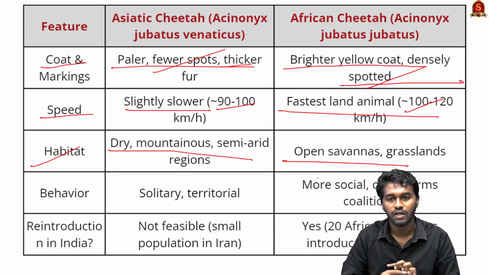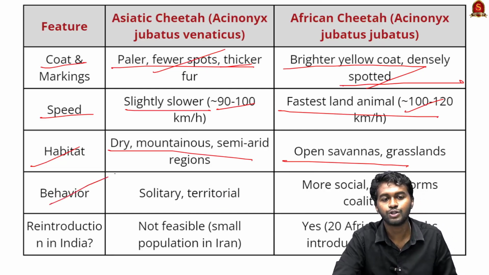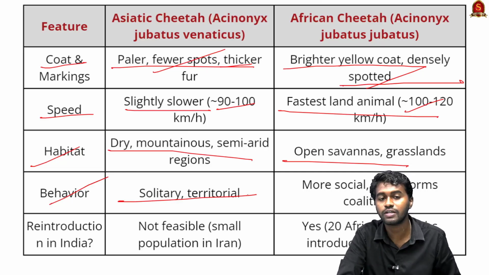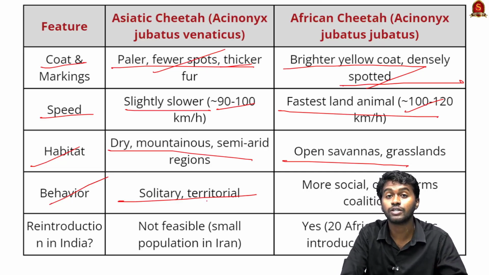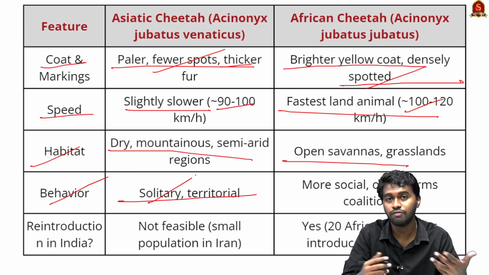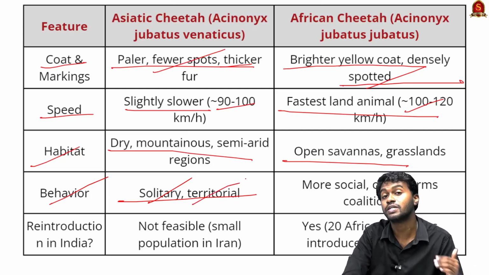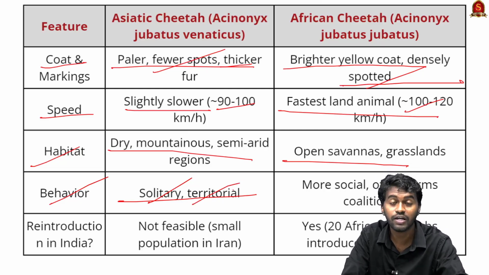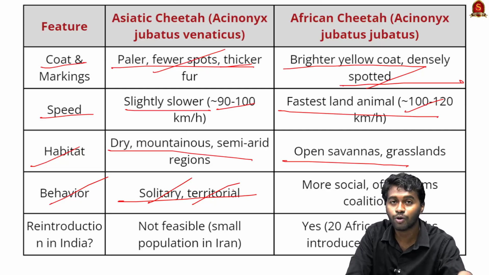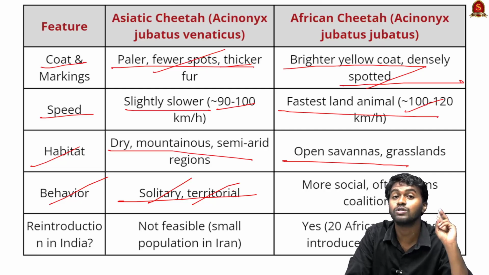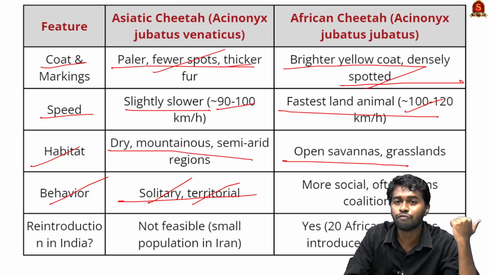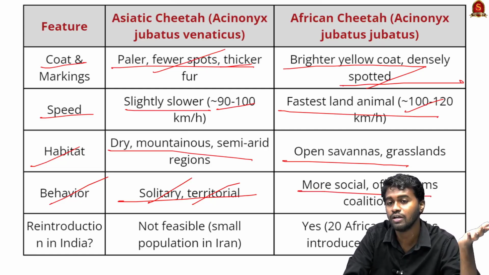Coming to the behavior of the Asiatic cheetah and African cheetah, the Asiatic cheetah is solitary and territorial. That means they will always live alone, and they will have a specific territory. They will mark a specific territory, and within that territory, the cheetah will be dominating. No other cheetah or other animal will be allowed to dominate in that region. If they want to dominate, then they have to defeat or kill this cheetah. On the other side, the African cheetah is much more social, and sometimes they even form coalitions.